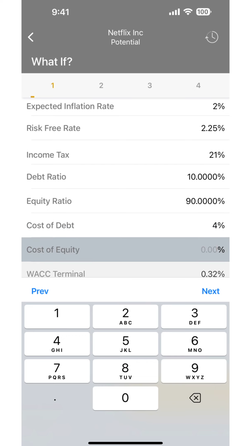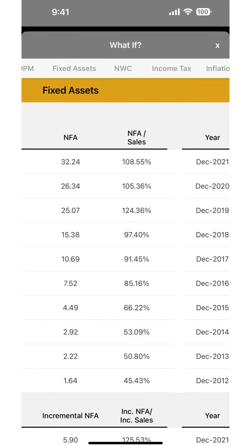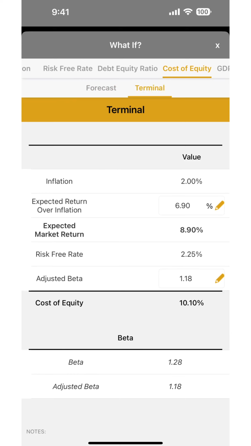Cost of equity. Enter the cost of equity during the terminal period. Users need to refer to the cost of equity during the terminal period in the History section to view the computation under the Capital Asset Pricing Model in the User Input column. The cost of equity for Netflix is computed at 10.10% by the app.